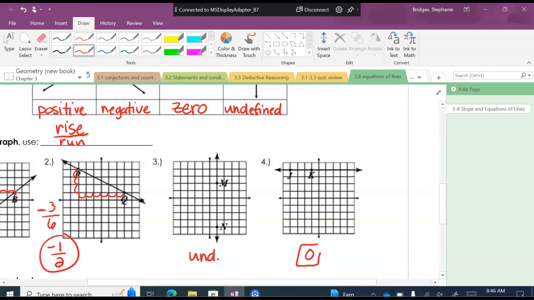Okay, so when you're given a picture, you just count from one point to the other. Decide if it's a positive slope or negative slope. Make sure you reduce if you can. If it is a horizontal line, it is a slope of 0. If it is a vertical line, it is an undefined slope. So far, so good?